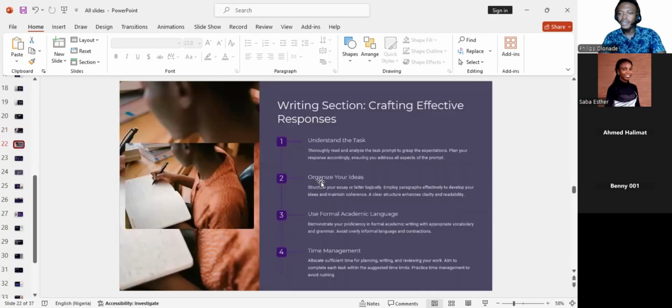Now, the writing section: understand your task. I've talked about this. Before you answer, understand what you've been told to do, so you don't fail the task achievement section, band descriptor. Understand your task and do what you've been asked to do. Don't do more, don't do less. Do what you've been asked to do. Next, organize your ideas so it is easy for your examiner to score you and understand what you're saying.